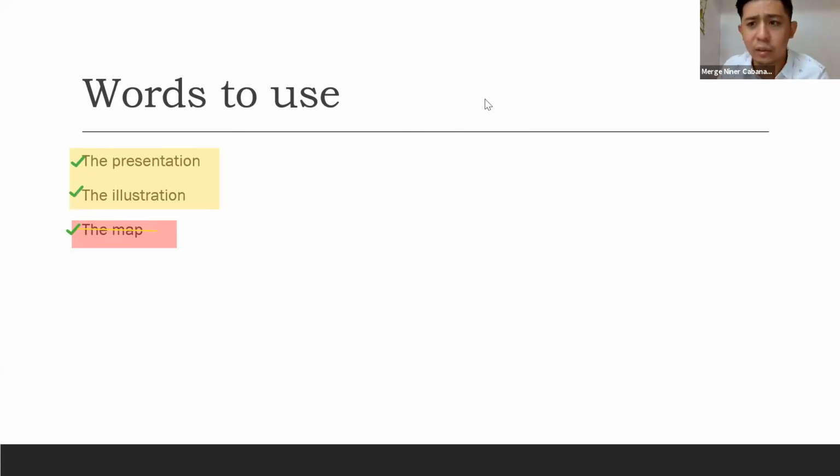Feel free to use whichever you like. If you are much more comfortable using the presentation, pick presentation. If you're much more comfortable doing illustration, then pick the illustration. For me, whenever I do a statistical report or static writing, I feel much more comfortable using the presentation. And if it is a map or a cycle or a diagram, I'm much more comfortable using the illustration. Now let us go back to the task description right here.